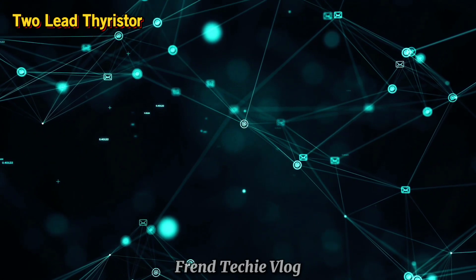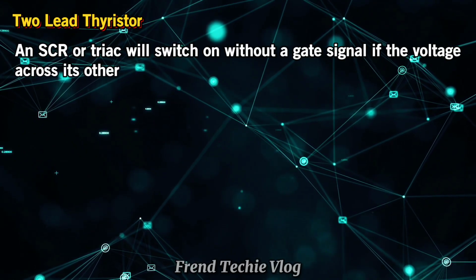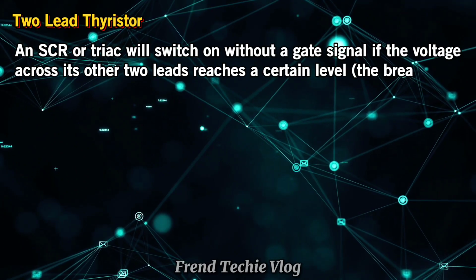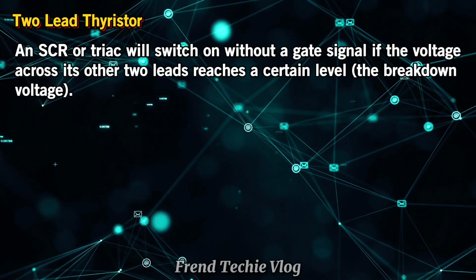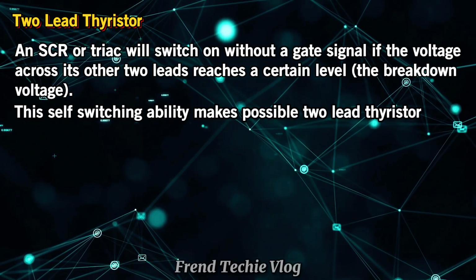2-lead thyristors. An SCR or Triac will switch on without a gate signal if the voltage across its other 2 leads reaches a certain level, the breakdown voltage. This self-switching ability makes possible 2-lead thyristors.